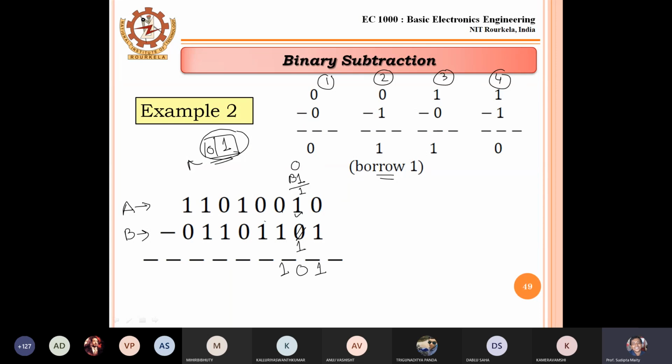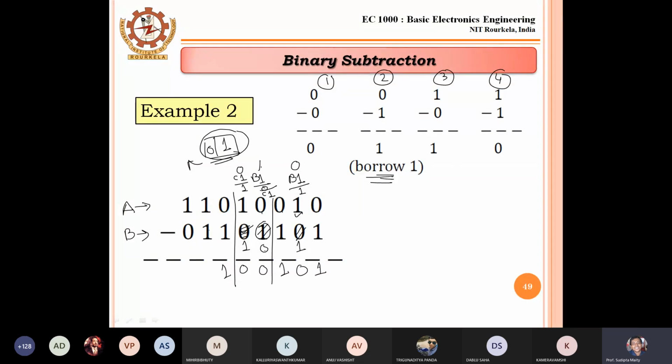This borrow 1 has to be added with this 1. So 1 plus borrow 1 means 1 plus 1, that is 0 plus carry 1. So this 1 has to be replaced by this 0. Then carry 1 has to be added with this 0. 0 plus carry 1 means 1, so this 0 will be replaced by 1. Now perform the subtractions up to this process, because we have already done this one. So 0 minus 0 is 0. 1 minus 1 is 0. 0 minus 1, again this process, so borrow 1.